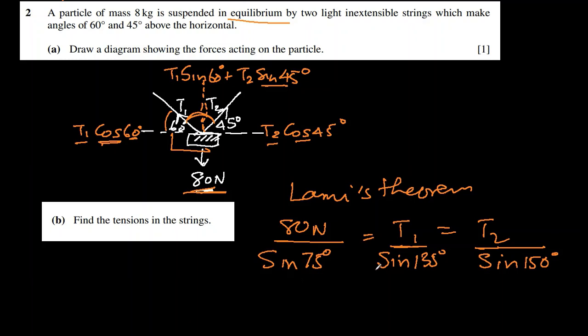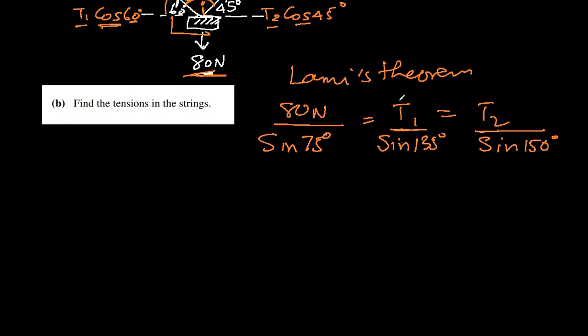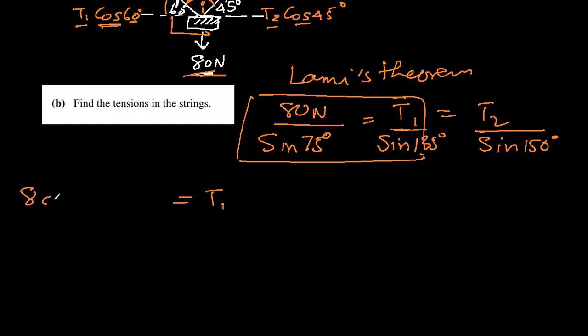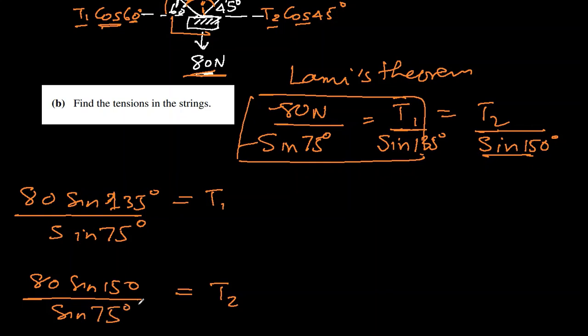The force divided by the sine of the opposite angle is always equal. This is derived from the sine rule of a triangle, and the same thing we use here. So look, T1 we want to find, so we can use these two sides. Let me cross multiply there. T1 will be 80 newtons times sine 135, divided by sine 75 degrees. Similarly, I can use T2 with the same 80 and sine 75. Sine 150 will multiply with 80 newtons. So 80 sine 150 divided by sine 75.